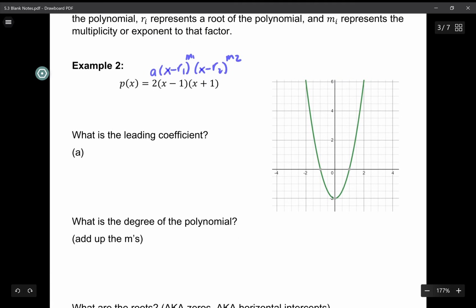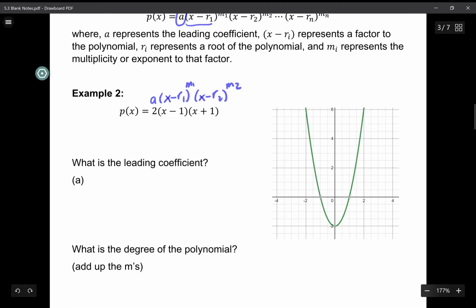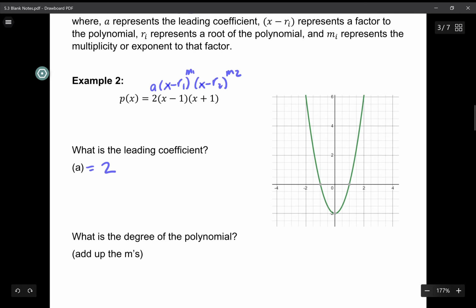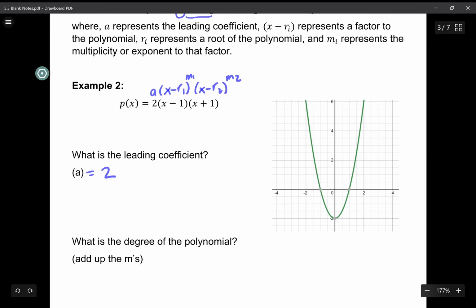Let's answer, what is the leading coefficient? Remember, we always look at a. In this case, the leading coefficient a is 2. Leading coefficient of 2. What is the degree of this polynomial? Well, looking at the graph, we should right away be able to see this is a degree 2, right? But another way you can do this is you add up all your multiplicities. Well, in this case, our m1 is equal to 1, because there's only a power of 1 on each of these guys. And our m2 is also equal to 1. 1 plus 1 equals 2. So this is, again, a degree 2 polynomial.